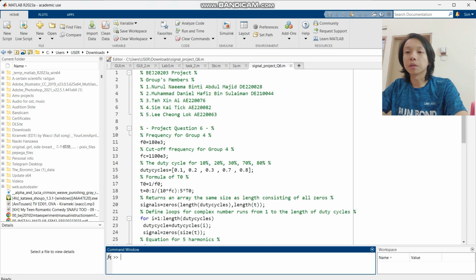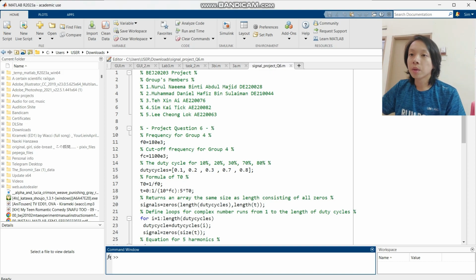Hello, my name is Simpatic and I will be presenting question 6, which is to investigate the effects of having a lower or higher duty cycle and set the duty cycle for the case of tau equal to 10%, 20%, 30%, 70%, and also 80%. For our group, which is group 4, we were given the frequency of 180 kHz and also the cutoff frequency of 1100 kHz. In MATLAB, we will be setting both the frequency and the cutoff frequency. And for the duty cycle for 10, 20, 30, 70, and 80%, we set the duty cycle equal to 0.1, 0.2, 0.3, 0.7, and also 0.8.